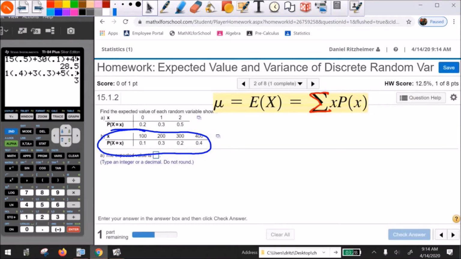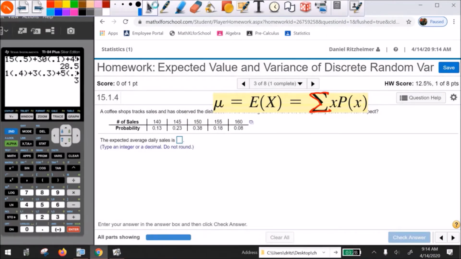Alright, this is asking me to do the exact same thing, find the expected value of each random variable. I'm going to skip that one since it's the exact same thing. Question 3. Find the expected average daily sales. Again, same thing. Multiply each outcome by their associated probabilities and add up. I'm going to skip this question since it's the exact same thing as the previous ones. I want to get to a new type of question.